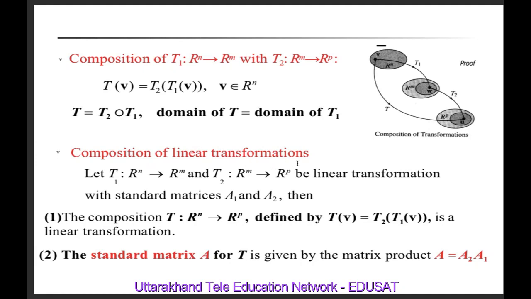Now composition of linear transformations. If T1 is a mapping from R^n to R^m and T2 is a mapping from R^m to R^p be linear transformations with standard matrices A1 and A2, then the composition T from R^n to R^p defined by T(v) is a linear transformation. This we have defined above. And the standard matrix A for T is given by A equal to A2 A1. The standard matrix for the composite transformation is A2 A1.